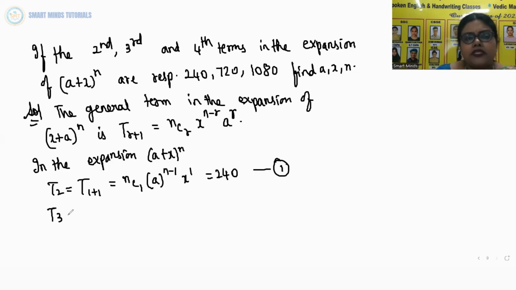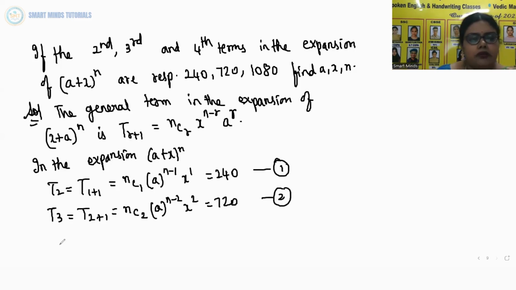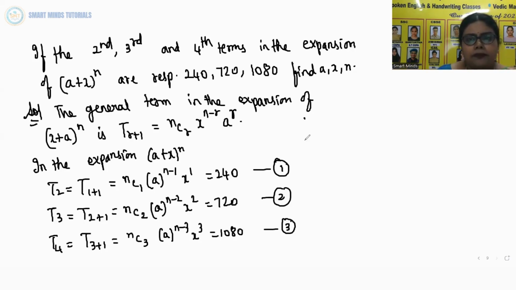The same way, what is T3? I can write it as 2 plus 1. Now in the place of r, I put 2. In the place of x, I write a, and in the place of a, I write x. That is 720, equation number 2. Now T4 is T(3+1), that is nC3 a^(n-3) x^3 equals 1080. This is equation number 3.